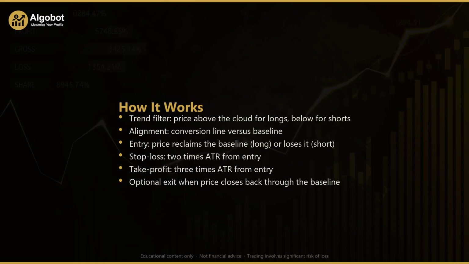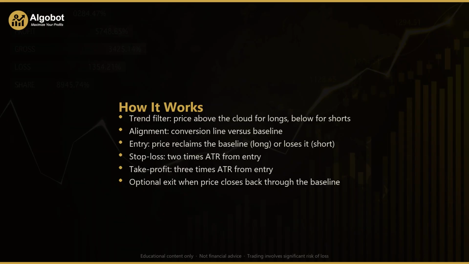Second, it checks the alignment of the 2 faster lines. The conversion line, the Tenkan, must be above the baseline, the Kijun. When the fast line sits above the slow line, the shorter-term momentum agrees with the longer-term trend.